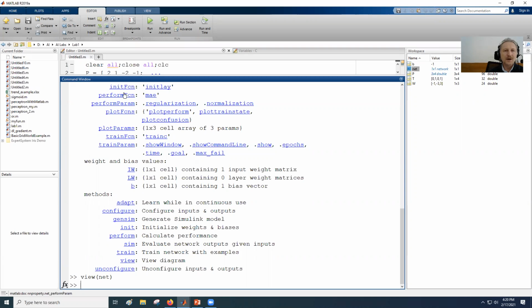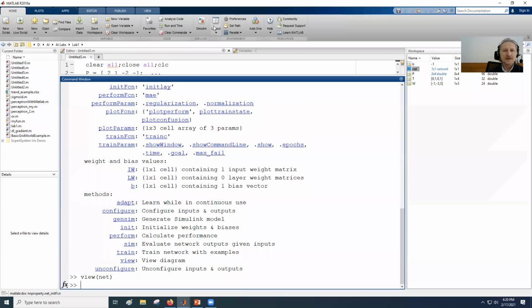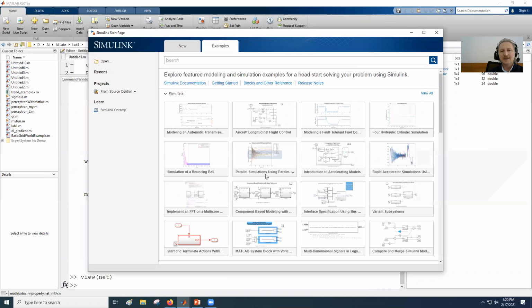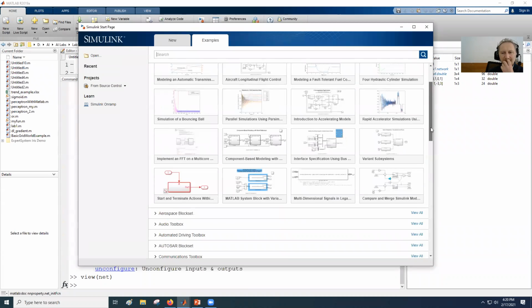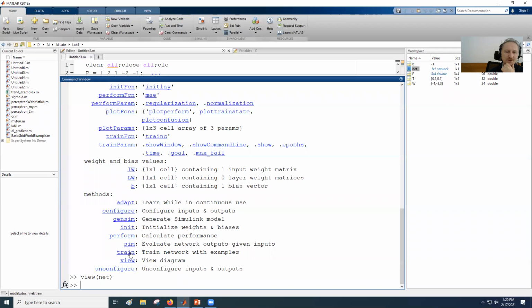Sim is out of our topic, but if you want to see, we have it here. This command is the simulation of your neural network, but we are not interested in this simulation. Unconfigure is the reverse of this one. You can configure or unconfigure your things.